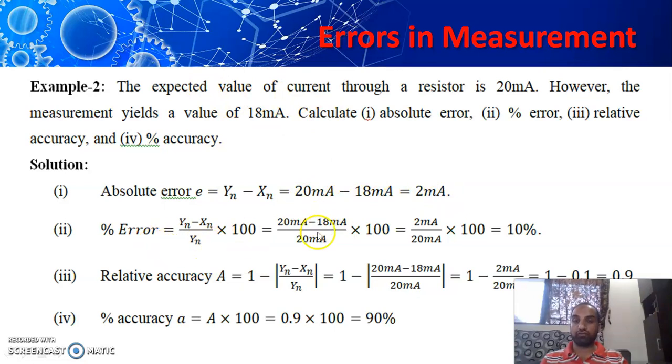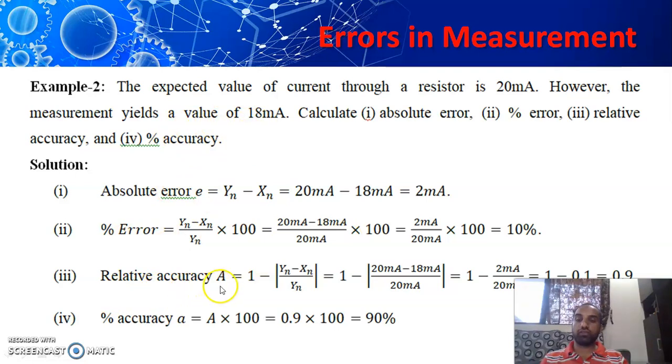Percentage error is the difference divided by expected into 100. So difference is 2 milliampere. Expected value is 20 milliampere. So 2 upon 20 is 1 by 10, and 1 by 10 is 0.1 into 100, that is 10%. So 10% is the percentage of error while getting the reading.